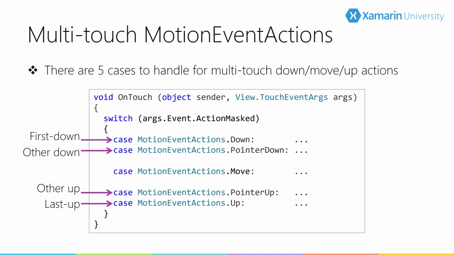When you're writing multi-touch enabled applications, you'll need to respond to 5 values from the MotionEventActions. In the case of down, that means handling both down and pointer down. Similarly, you'll need to handle both pointer up and up.